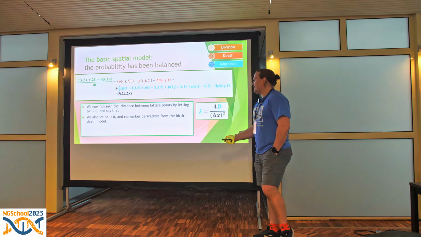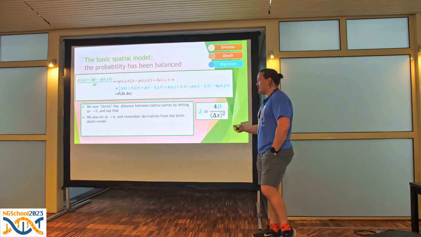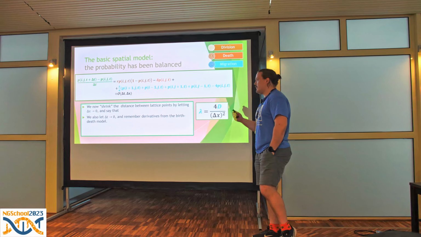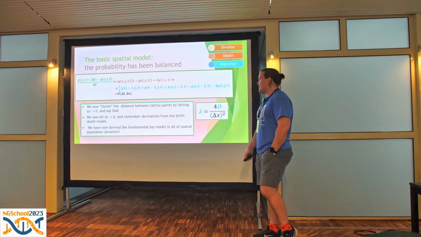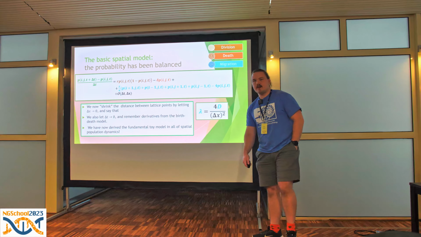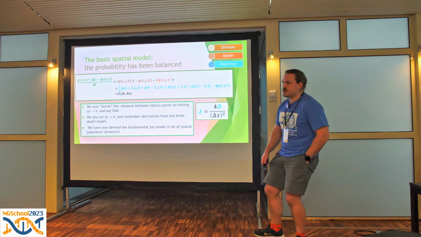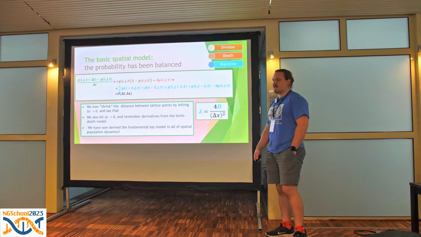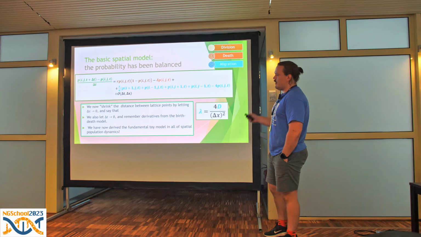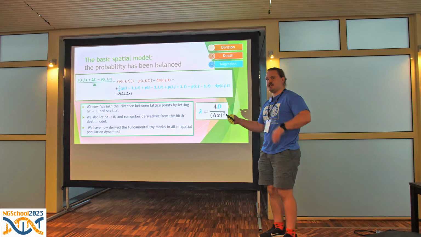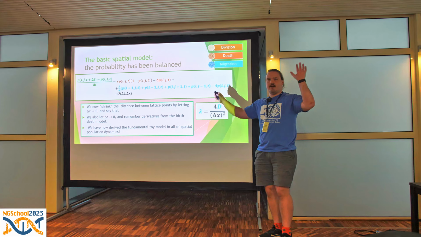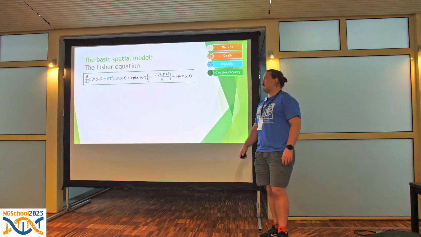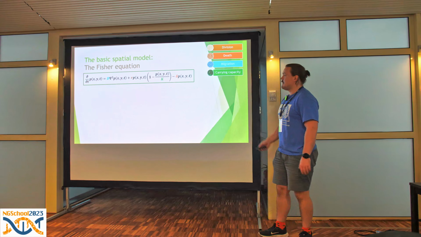And then we also shrink delta t, just like we did with the population size model. And when we do this, with some under-the-hood stuff going on, we have arrived at the most fundamental equation in all of spatial population dynamics. It's like the holy grail of spatial models for how populations move through an environment. And it's called the Fisher equation, and it looks like this.